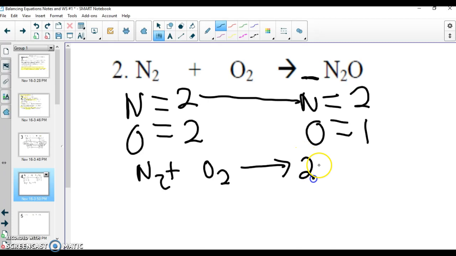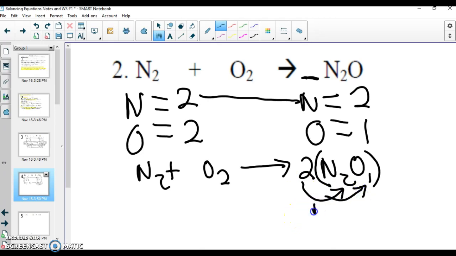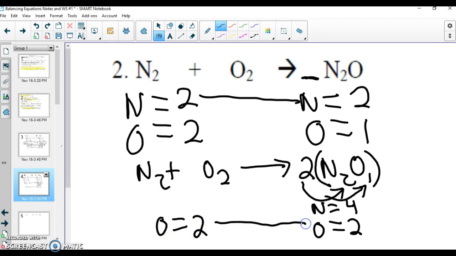if I've got to balance the oxygen, so I'm going to put a 2 in front of there. So nitrogen is 4, oxygen is 2, which is what I wanted. So my oxygens are balanced. Right now, my nitrogens are not. Again, I can put something in front of the nitrogen and multiply it by that subscript. I can put a coefficient in front of there. And so I can put a 2 here.